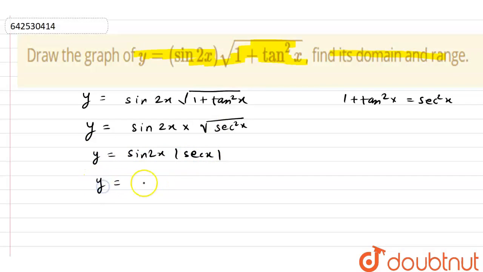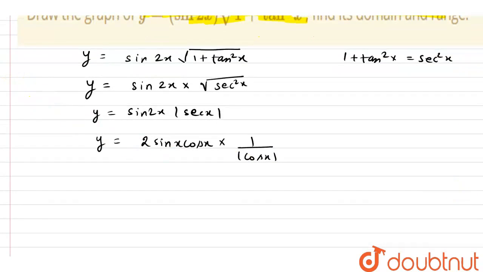Now here the value of y will be, the value of sin 2x is 2 sin x into cos x, and the value of mod sec x is 1 by mod cos x. Now here I am going to define my function. My y is: if cos x is greater than 0, then my value will be 2 sin x, and if cos x is less than 0, then my value will be minus 2 sin x.